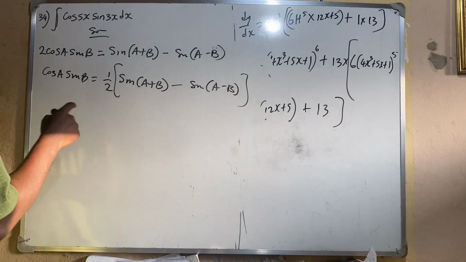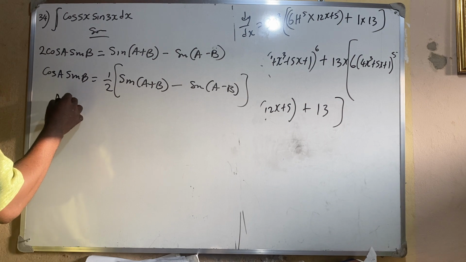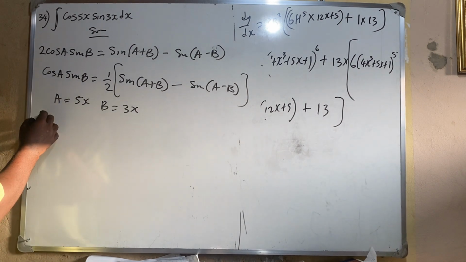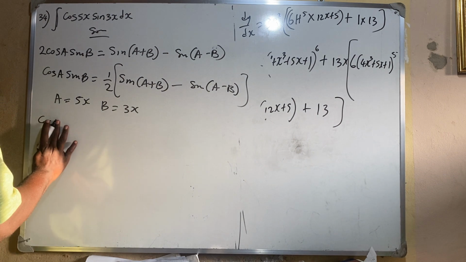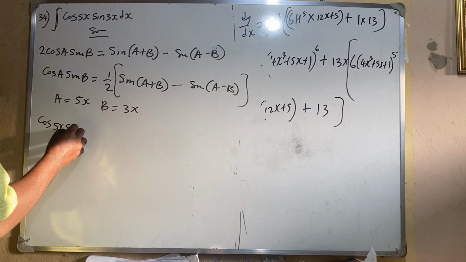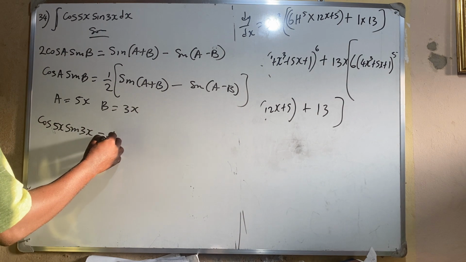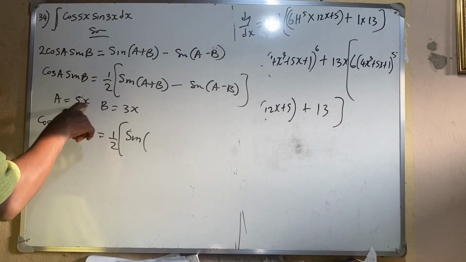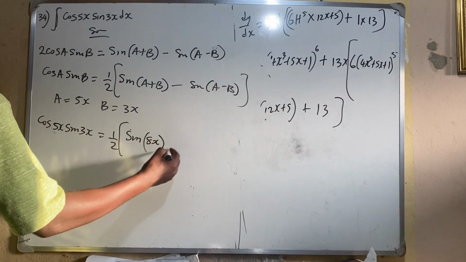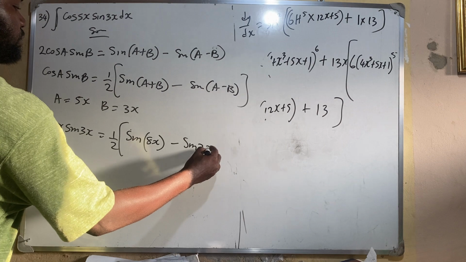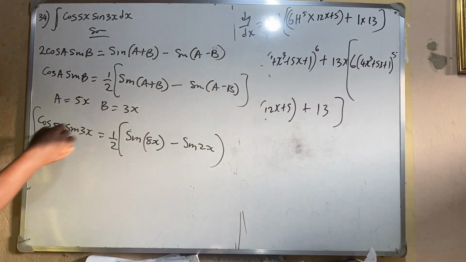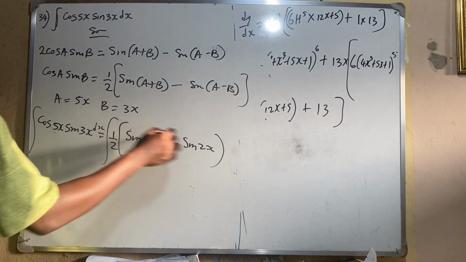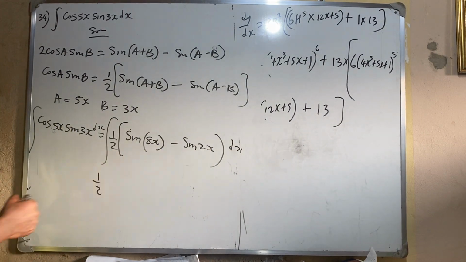Okay, so what do I have now? If you now put integration, my a is equal to 5x and my b is equal to 3x. So I'm going to have that cos 5x sin 3x is equal to 1 over 2 into sin 8x minus sin 2x. So if you now put integration, don't forget to put your dx. I'm having 1 over 2.